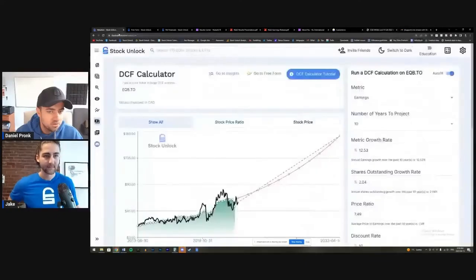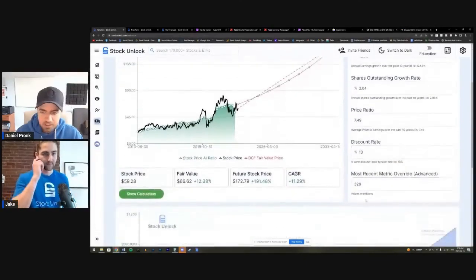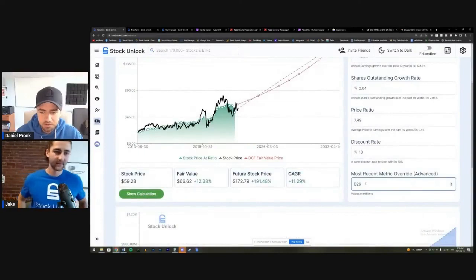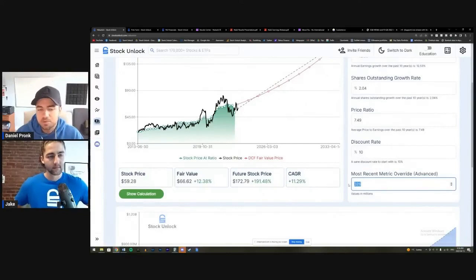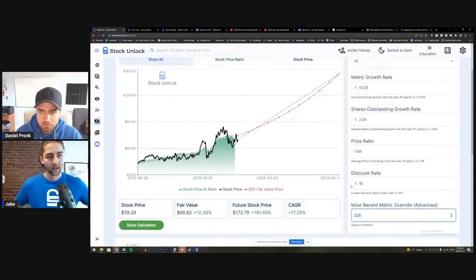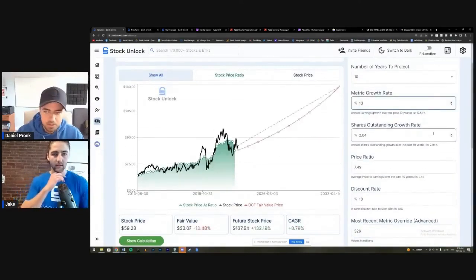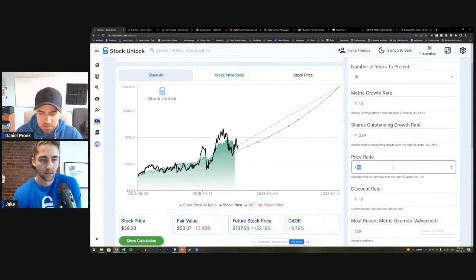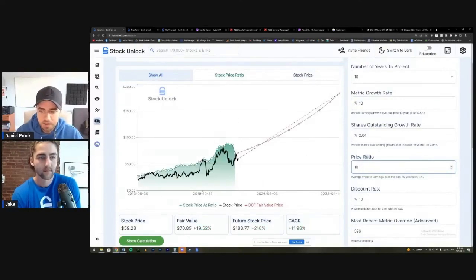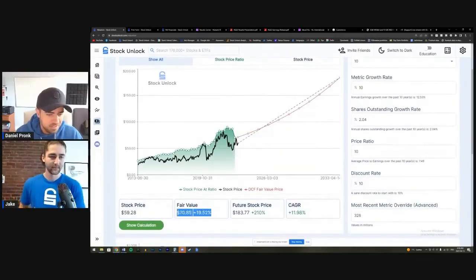So what we can do over here on our DCF tool is add in the most recent metric override. So if there are some adjustments you want to make to the numbers, you can enter in the number that you essentially want. And that's what I'm going to do here for Equitable Bank. So now I'm going to drop that growth rate back down to 10%. I'm going to say price ratio expansion to roughly a 10 price to earnings ratio, 10% discount rate. That's the return rate I want. And we can see here that the fair value is about $71 a share with these assumptions. Future stock price will be 210% above, and the compounded annual growth rate will be about 12%.